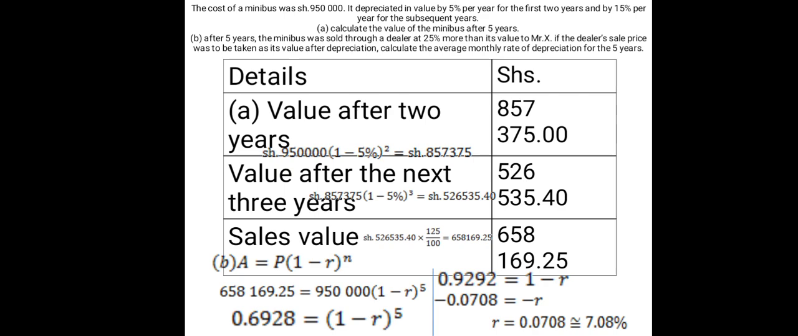Now part B, we have been asked the rate of depreciation. If the sales price was the depreciated value, what will have been the rate of depreciation? Now we use our formula. A is equal to P into 1 minus R raised to the power of N, and then we put there the variables, and we find that the rate was about 7% per annum.